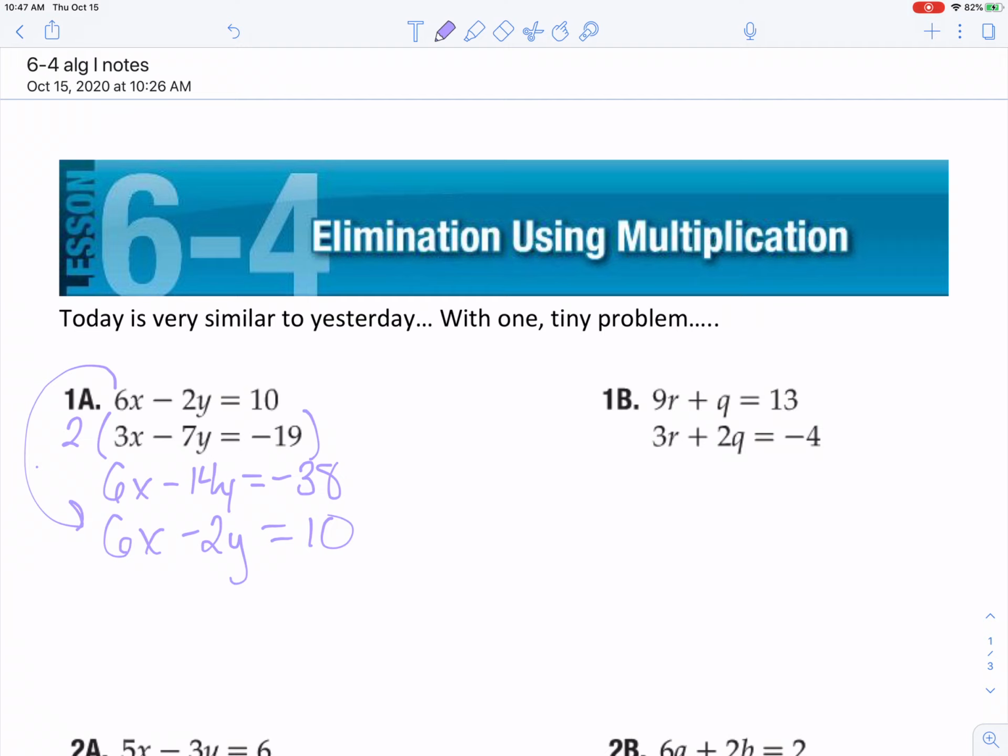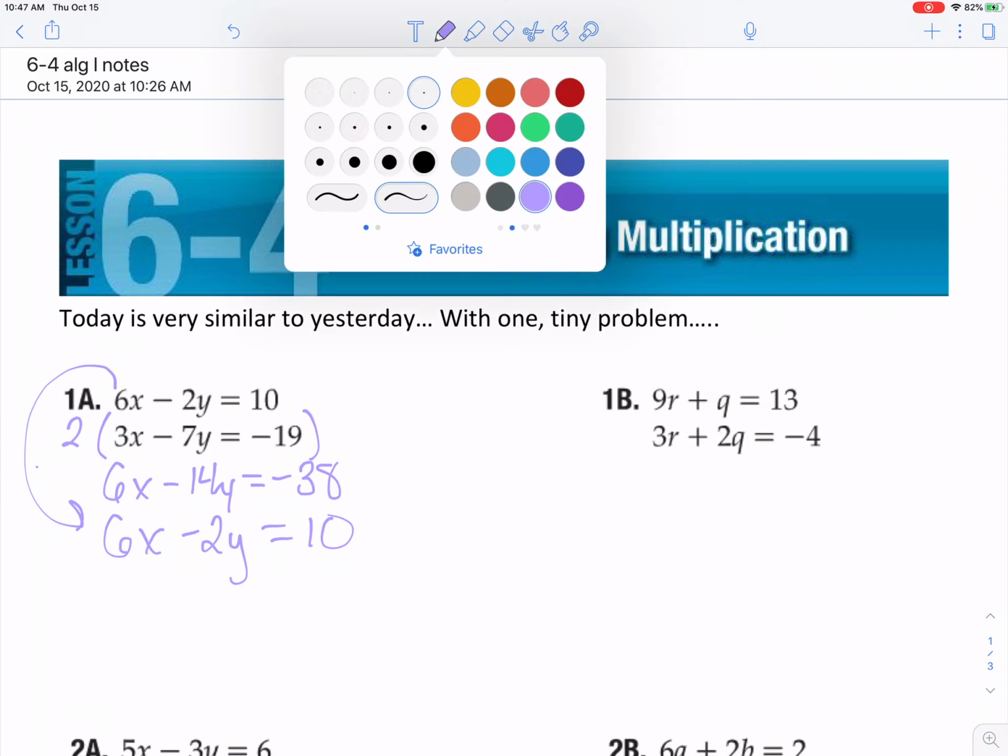What I like to do is look at what is a multiple of itself already. So like 3 is a multiple of 6. So I knew it would be easy to multiply the bottom equation by 2. To try and get 2 to become 7, that was going to be a decimal. That was going to be ugly. So that's why I chose to multiply by 2. And now I can go ahead and add or subtract them.